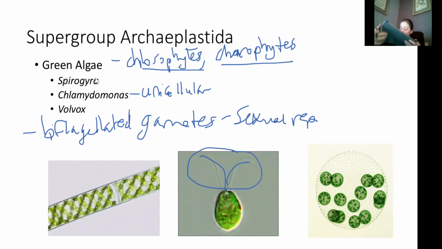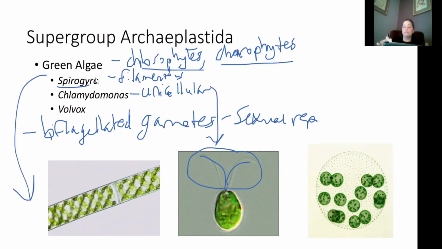Then you can get into some more complicated life arrangements. Spirogyra is an algae where it's multicellular and it's become filamentous. And Volvox is colonial. So it's multicellular, a colonial algae. So they can start to have multicellular forms where they have different kinds of cells and differentiation, different kinds of jobs for the cells within that.